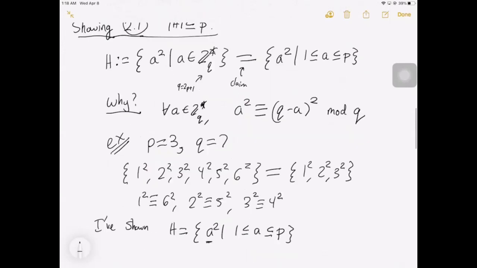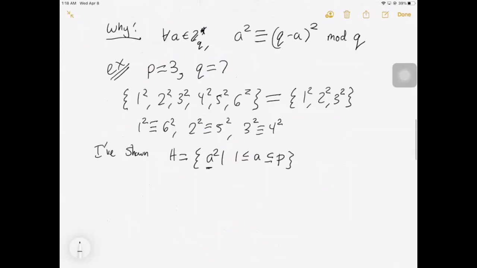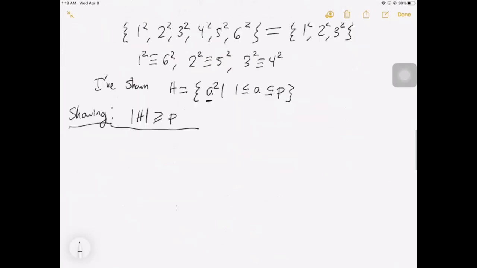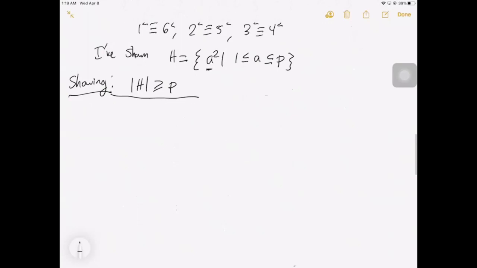So we've upper bounded the order of H with P. Now we want to equivalently lower bound the order of H with P as well. So now we're going to show that the order of H is at least P. Maybe I should have written 2.2. Oh well, this is not very aesthetic. We're going to show that the order of H is at least P. So how?